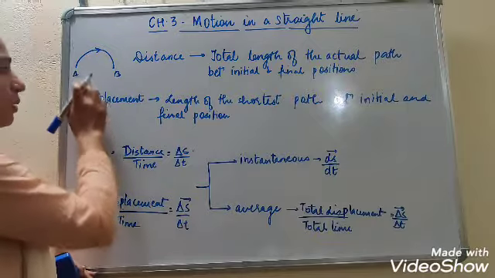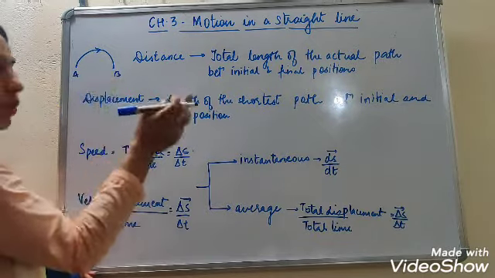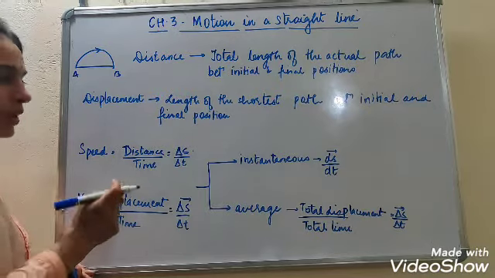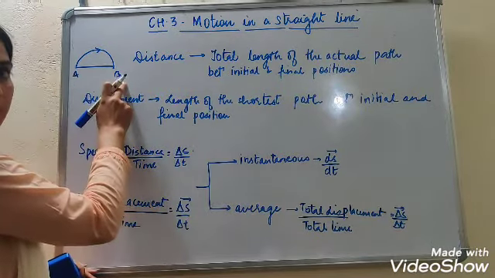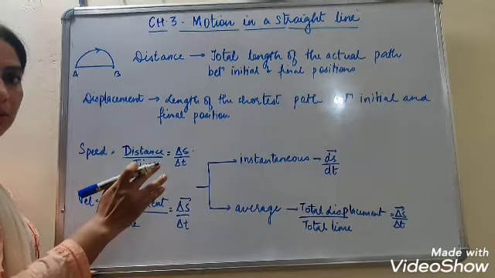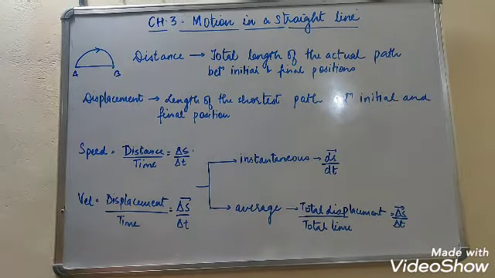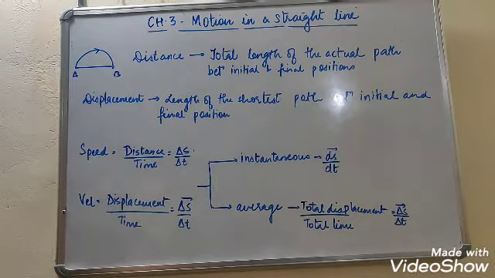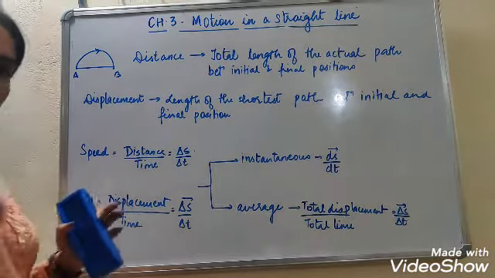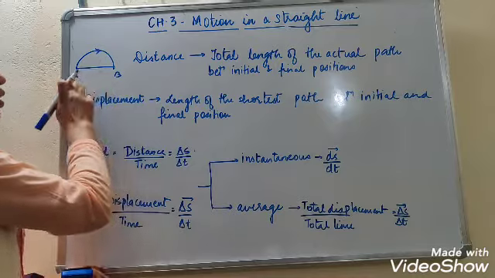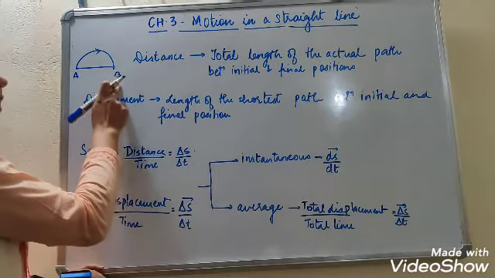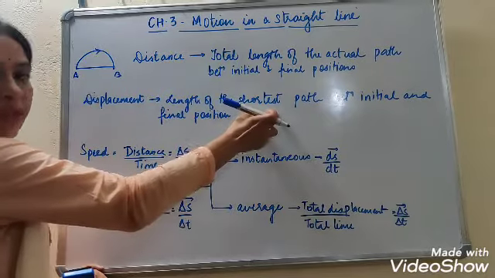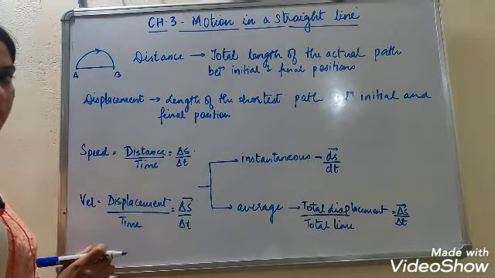So what is the shortest path between initial and final position? Always the shortest path is a straight line joining the 2 points. Which are the 2 points? The initial point A, the final point B. So whatever may be the path taken by the object, you just join the initial and the final point by a straight line and calculate that length. The length of that shortest path will give you the displacement.